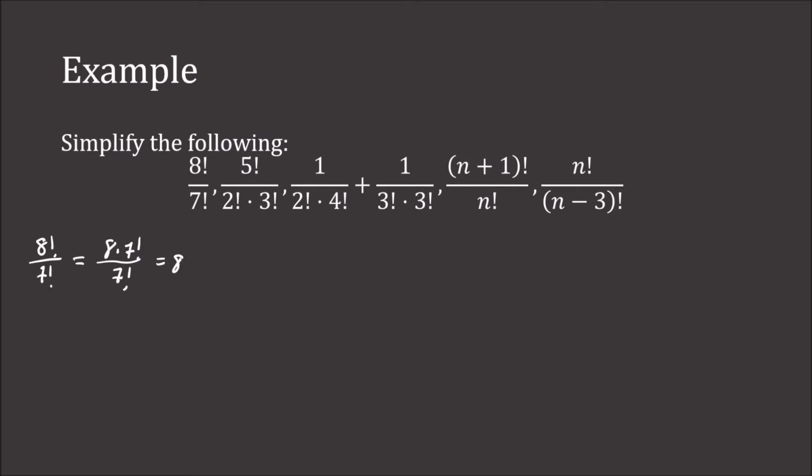If we now look at 5 factorial over 2 factorial times 3 factorial, we can write 5 factorial as 5 times 4 times 3 factorial all over 2 factorial times 3 factorial. Now our 3 factorials will cancel out. We'll be left with 5 times 4 over 2 factorial, just 2 times 1. And so we get 5 times 2, or just 10.